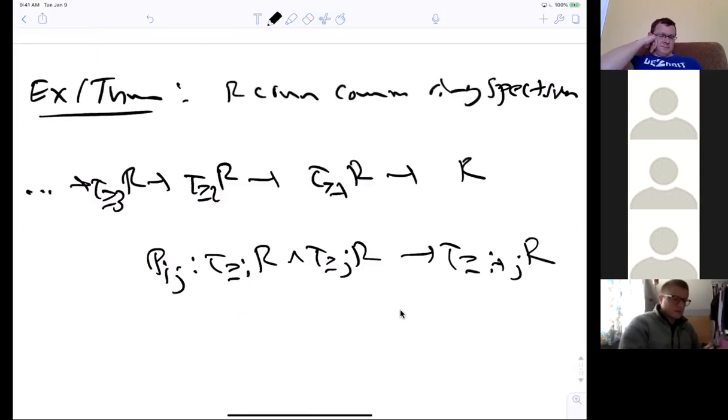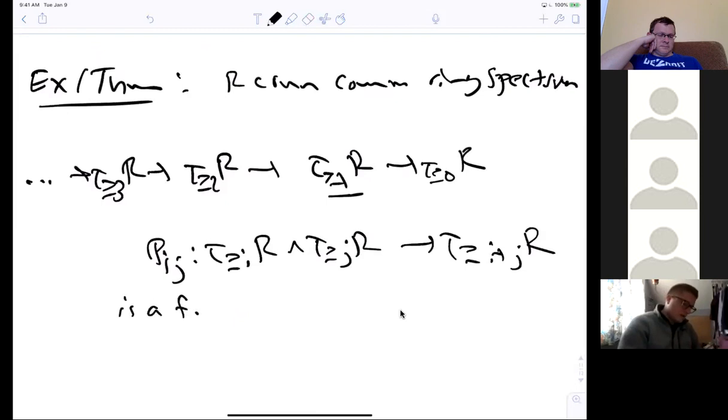I should say what these objects are. This spectrum on homotopy groups is just the same as R in degrees I and higher, and below that it's 0. So this is really the same as tau greater or equal to 0. Okay, so this is a filtered commutative ring spectrum in the precise sense I said in the definition.